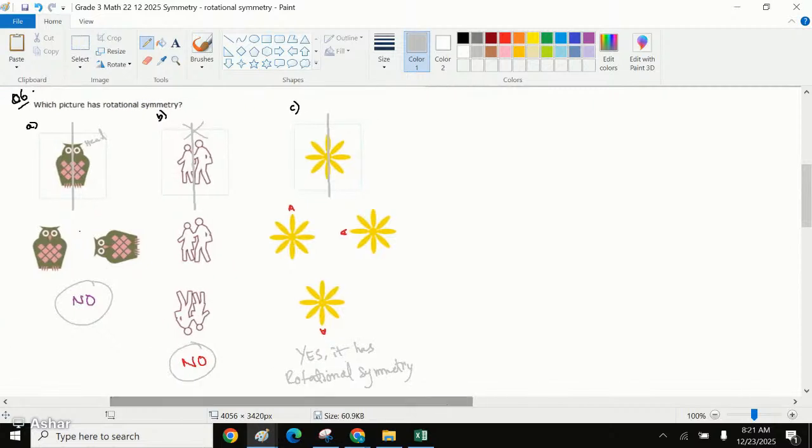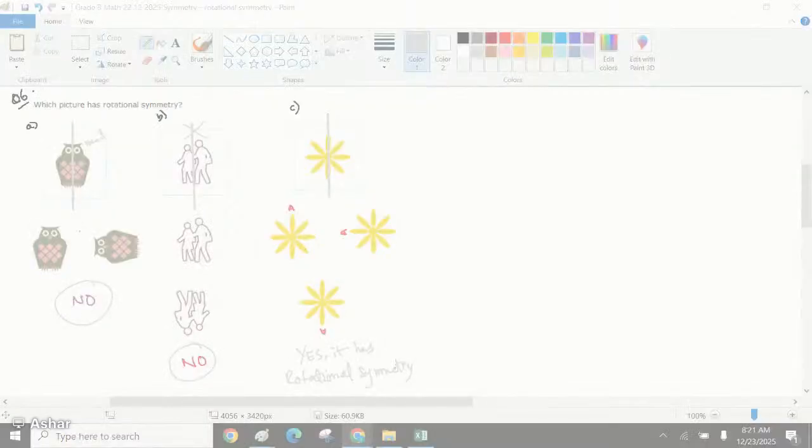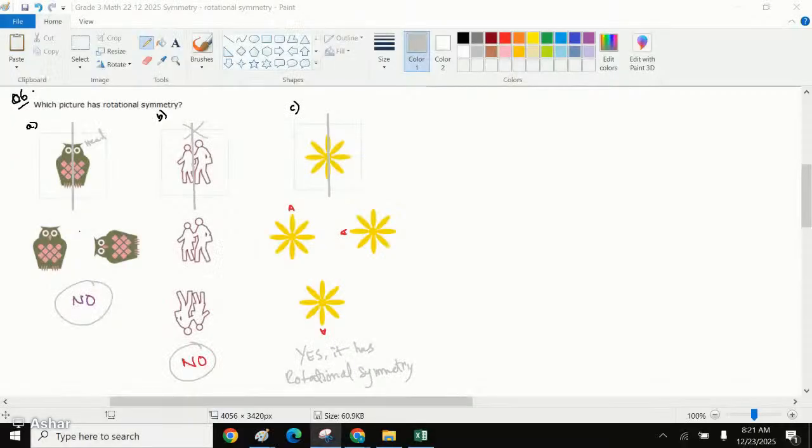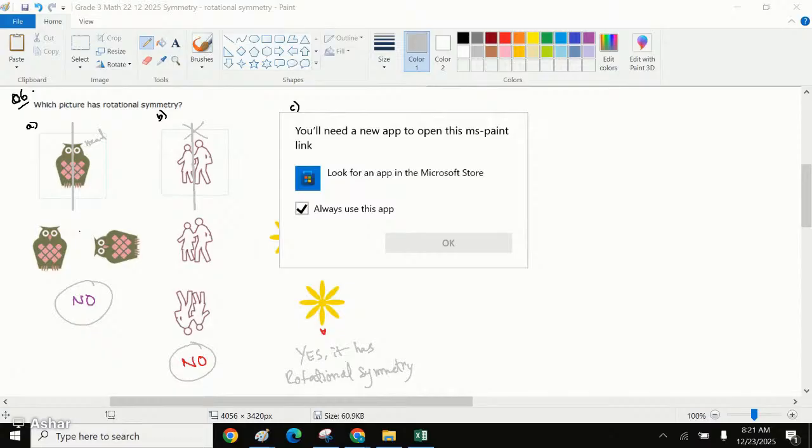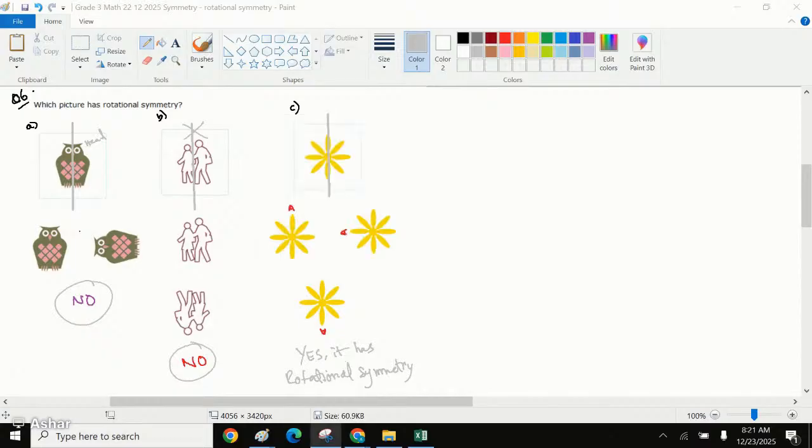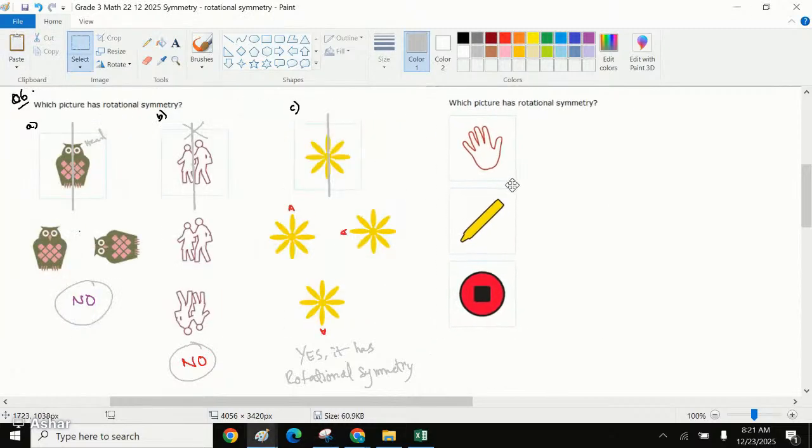Good enough. Let's try the next question. And the next question is, yes, C has all the same sides. So even if we rotate C, it will still look the same. Okay. The next question says, which picture has a rotational symmetry?